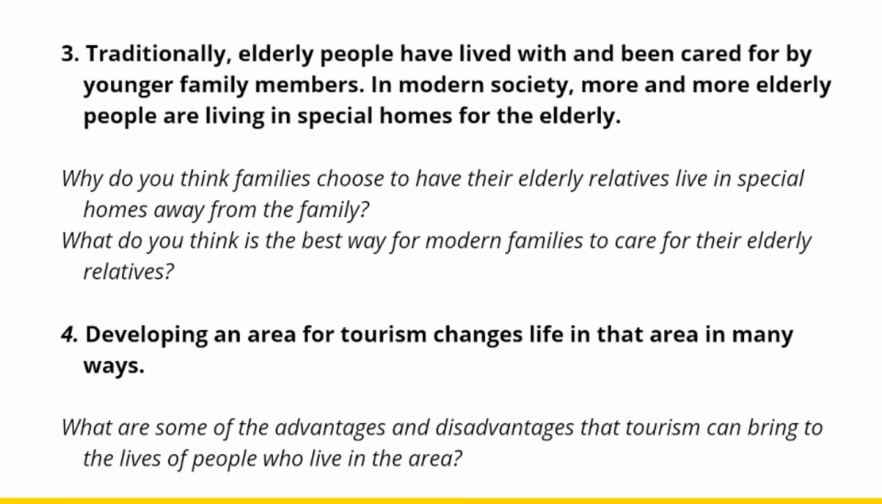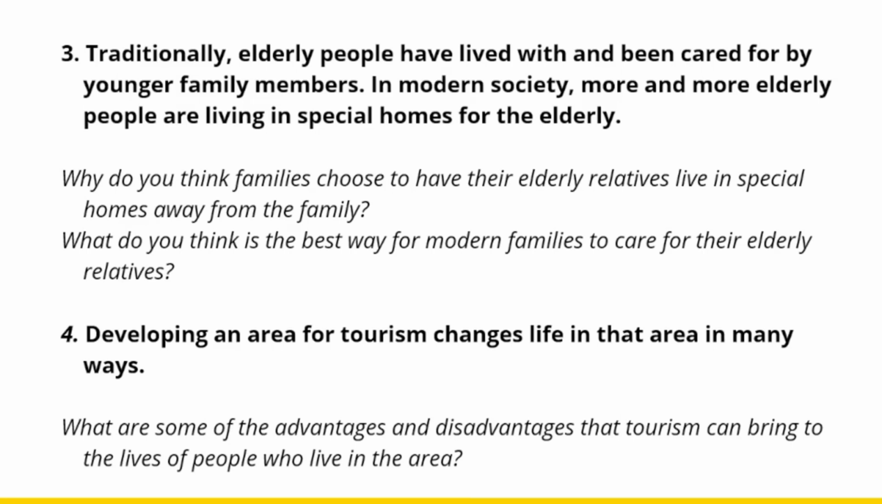All right, guys. And then the fourth type of essay we have, here we have a prompt. Developing an area for tourism changes life in that area in many ways. And again, we have a topic, we have a prompt, but what they're asking me is quite different. So read it carefully. What are some of the advantages and disadvantages that tourism can bring to the lives of people who live in that area?